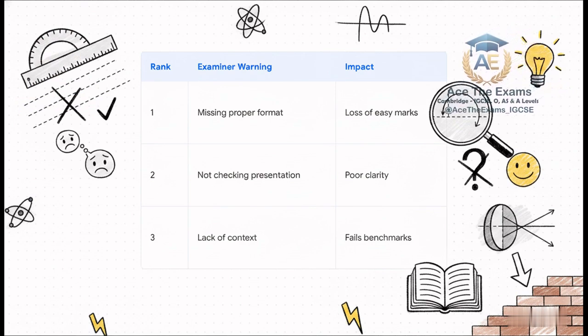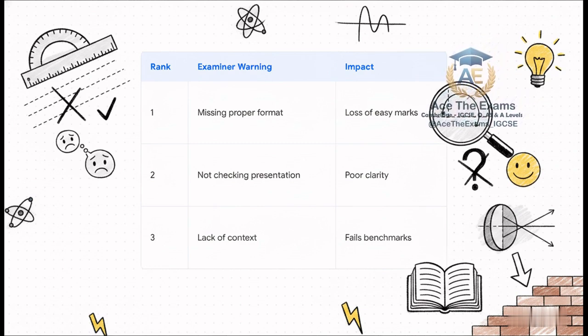Rank 2. Not checking presentation. This leads to poor clarity. Listen, examiners are marking hundreds of papers. If they cannot clearly see where your angle arc starts and where it ends, they simply cannot and will not award the mark. Rank 3.